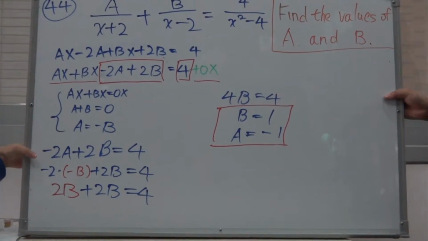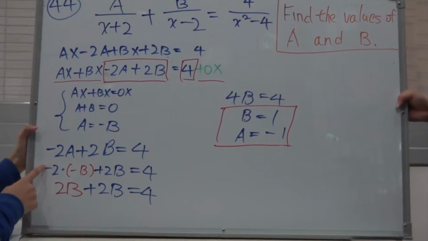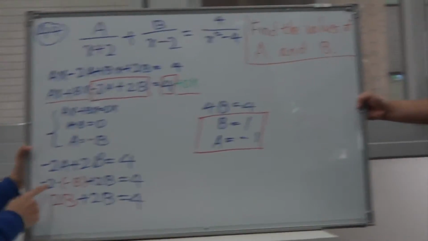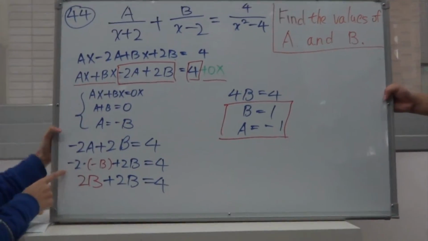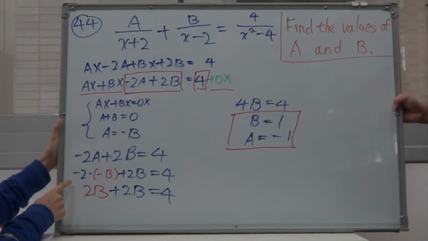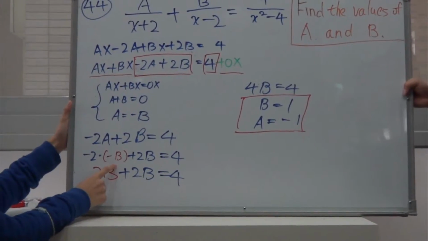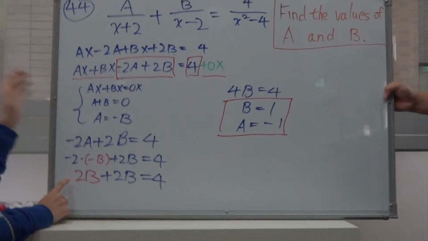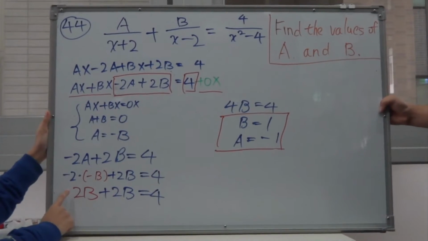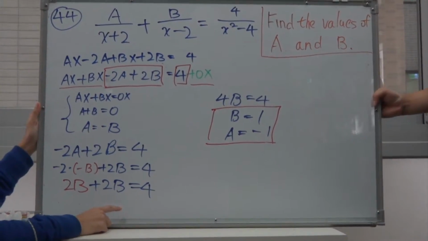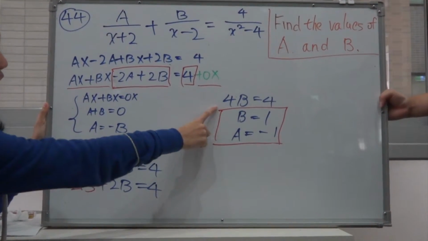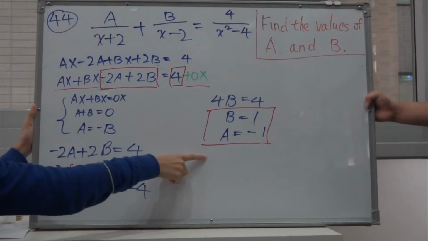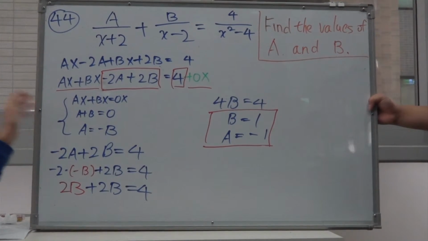And now you use this equation, you compare this equation. Negative 2a plus 2b equals 4. And keeping in mind that a equals negative b, a can become negative b over here. So that's negative 2 times negative b plus 2b equals 4. And you cancel all the negative signs, so it becomes 2b plus 2b equals 4. Now it's 4b equals 4, b equals 1, and because a equals negative b, a equals negative 1. And that is the answer.